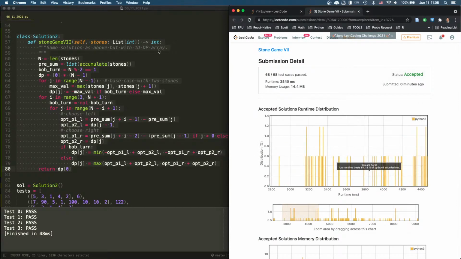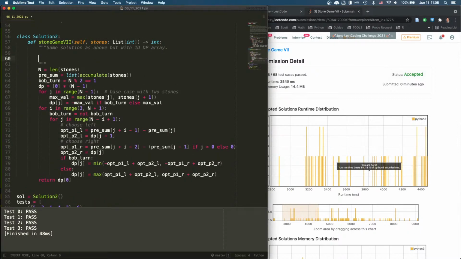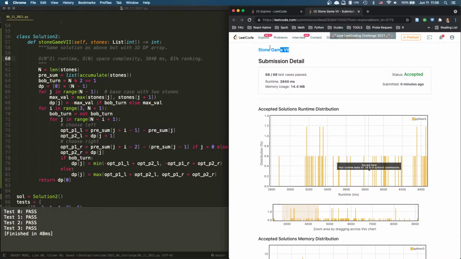We hit the 1D array. This one we hit 81, so 3840 milliseconds, an 81% ranking. O(n) squared runtime, O(n) space complexity, and like this. Very good, very good. All right, let's take a look at the actual one.